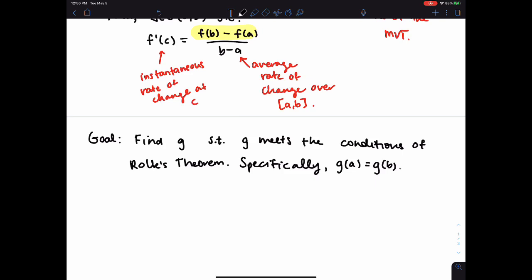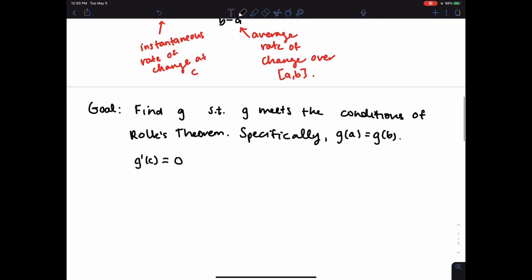And the other thing is that we want g prime of c equal to 0, because that's the result we're going to get out of Rolle's theorem. We want that to be equivalent to being able to say that, when you rearrange it, g prime of c equal to 0 is really just a rearrangement that shows that f prime of c is equal to f of b minus f of a over b minus a.